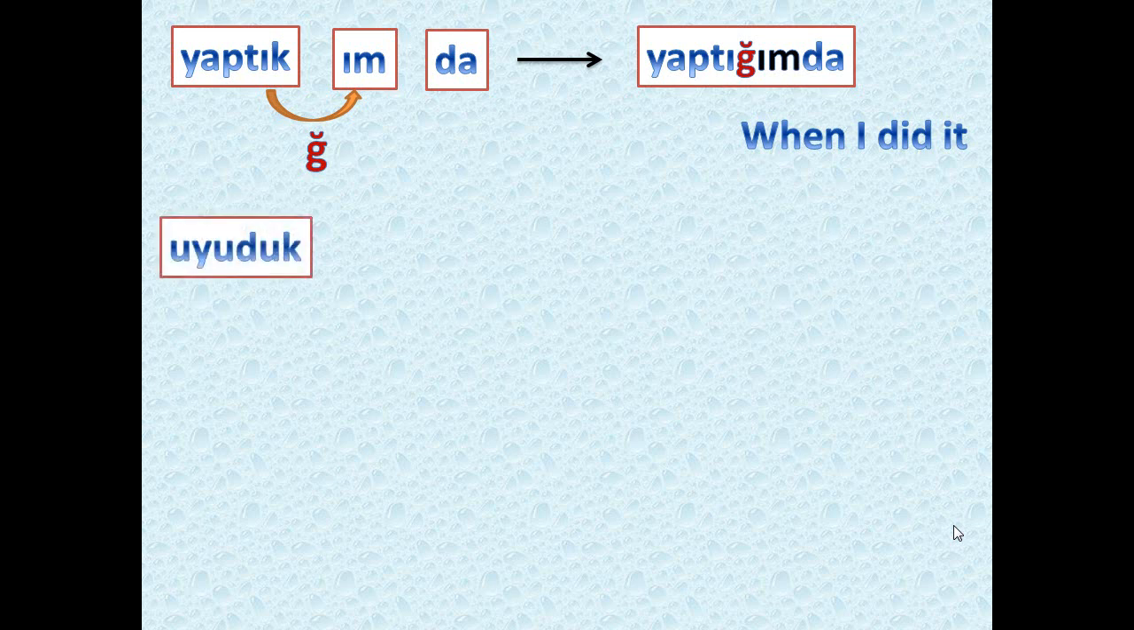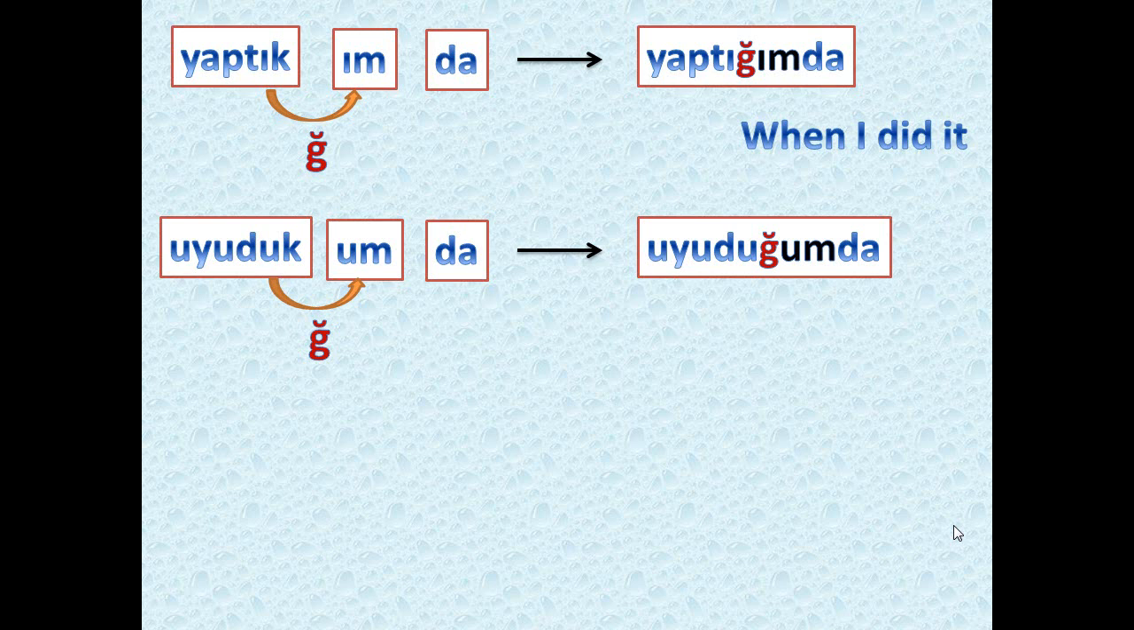Or we have uyuduk. The conjugation. And da. And we're going to mix these two, change the k to ğ, and it becomes uyuduğumda. It means when I slept or when I sleep.